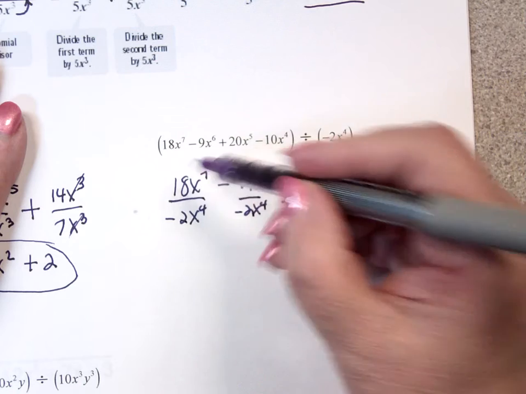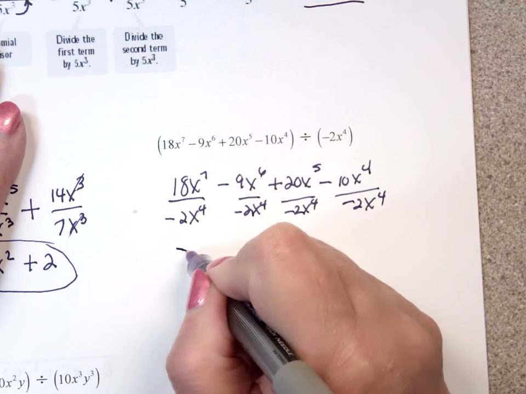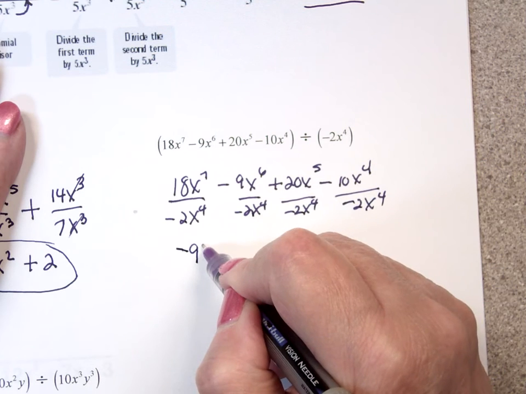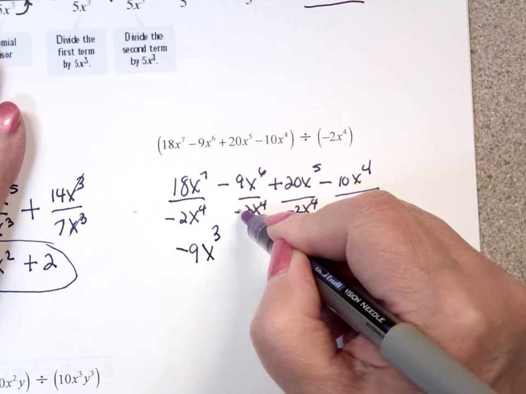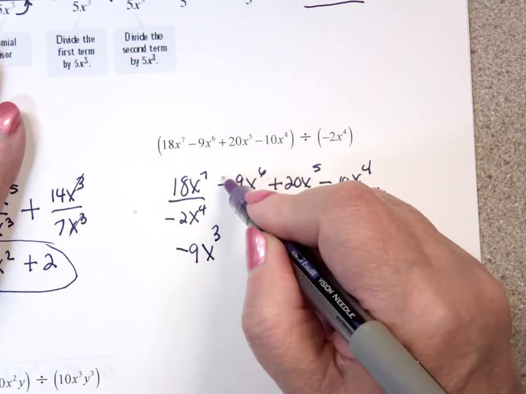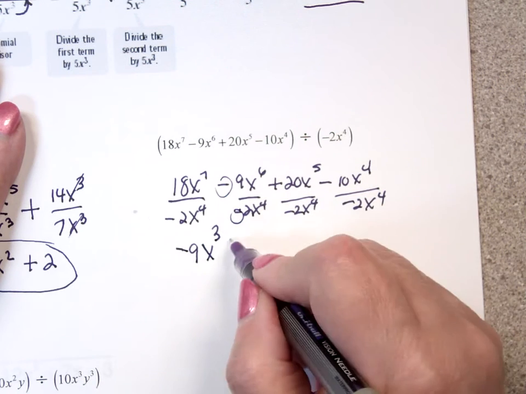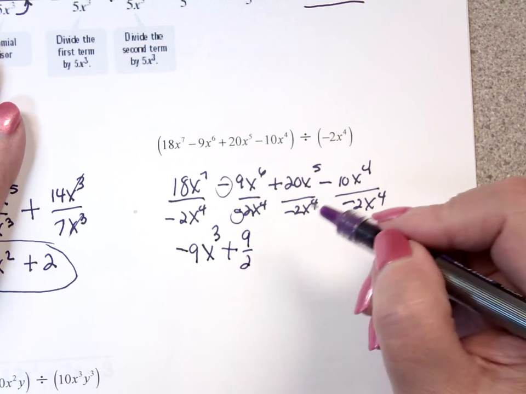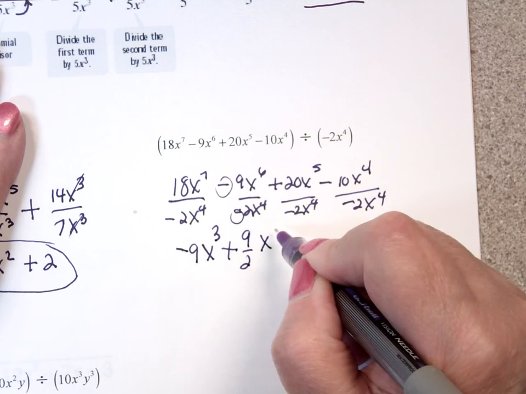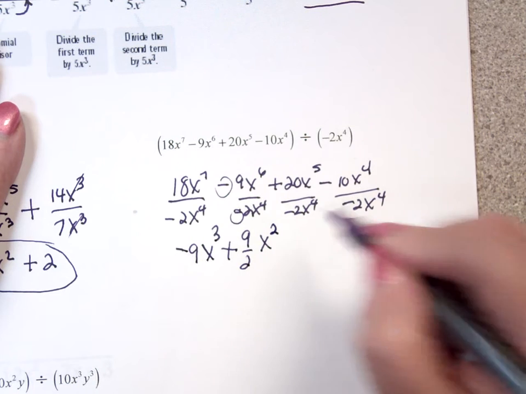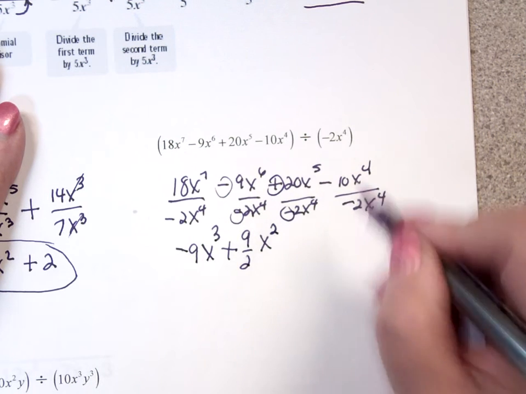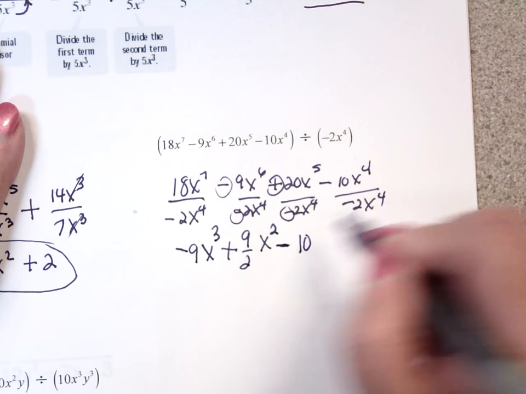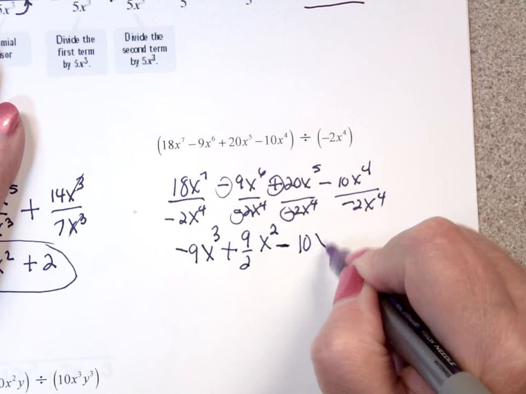Negative 2 into a positive 18 is a negative 9. 7 and 4 gives me how many x's? 3. A negative and a negative is going to create a positive 9 halves. x to the 6th, x to the 4th gives me an x to the 2nd. Minus and a plus is going to give me a minus. 2 divides 20 10 times. 5 and 4 just gives me an x to the 1.